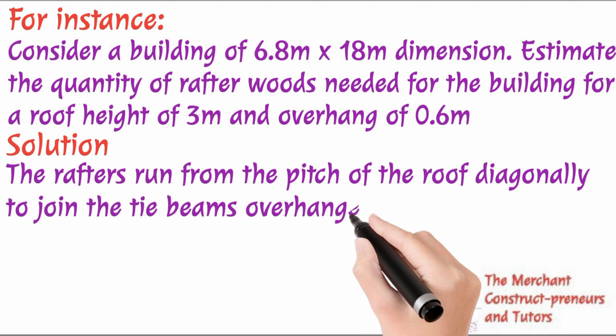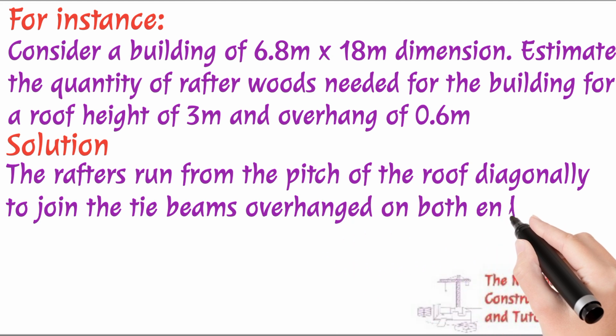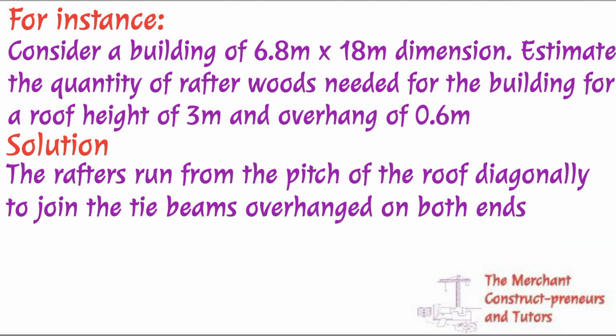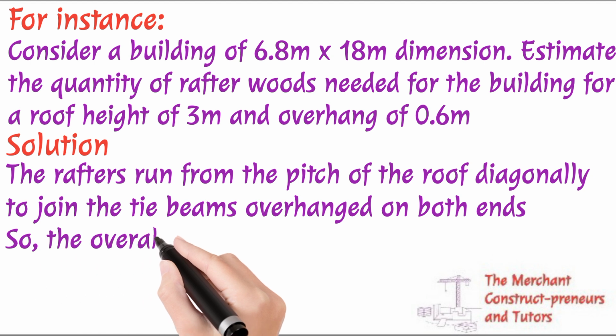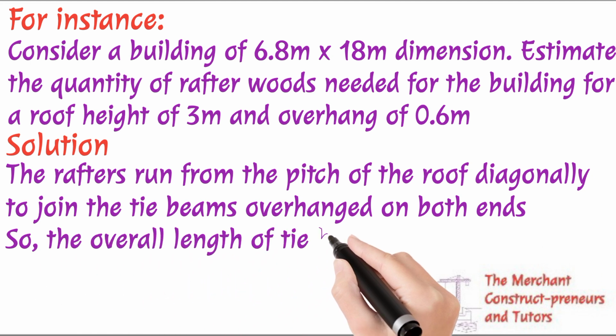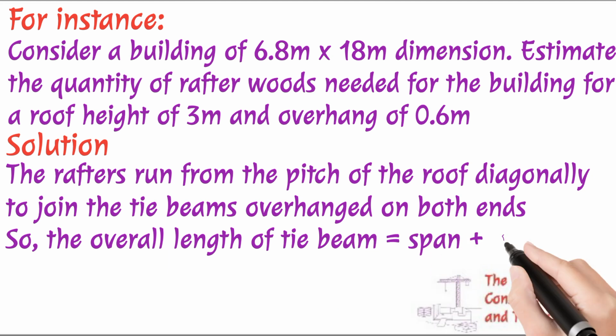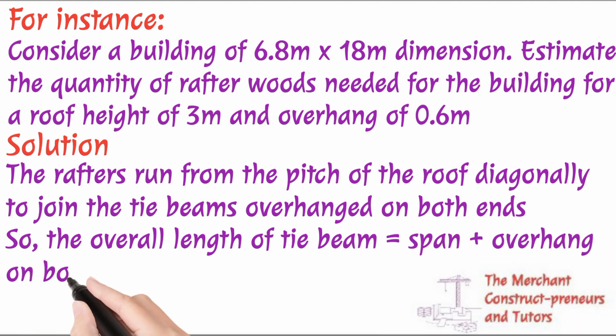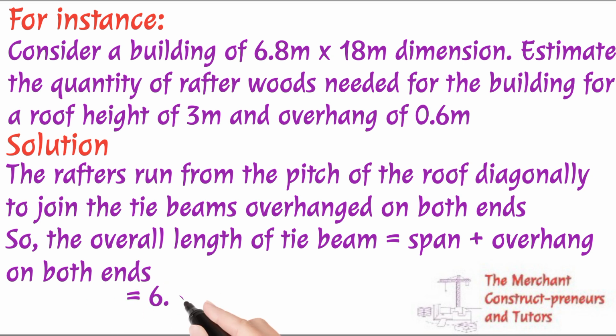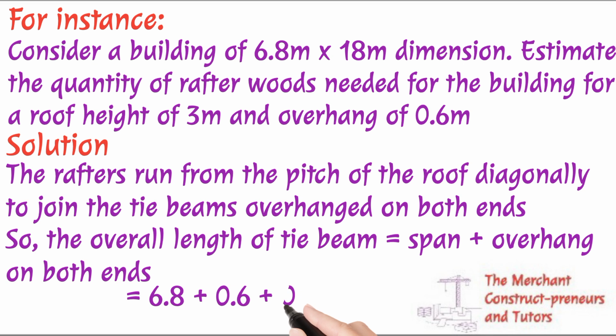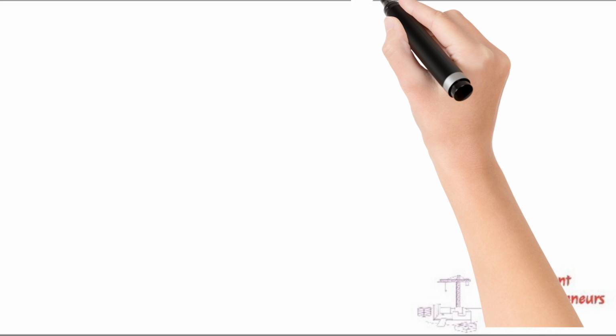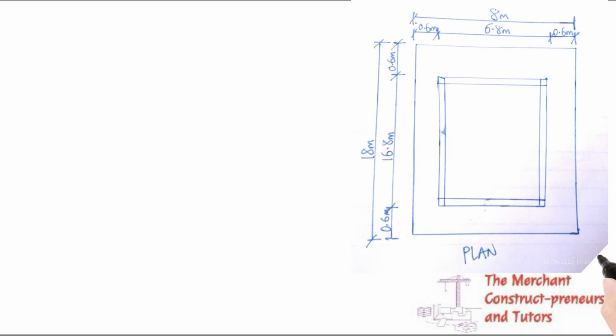For the solution, the rafter runs from the pitch of the roof diagonally, sloping, to join the tie beam's overhang on both ends. That is the basis for calculating the length of the rafters. The overall length of the tie beam is the span plus the overhang on both ends. The span from the dimension of the building is 6.8 plus the overhang on both sides, 0.6 each, so we have 8 meters.